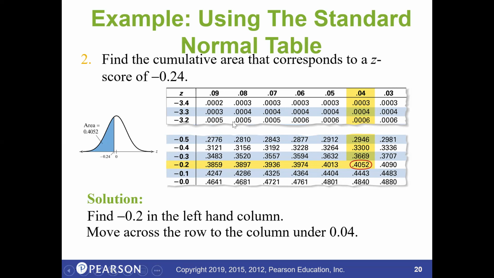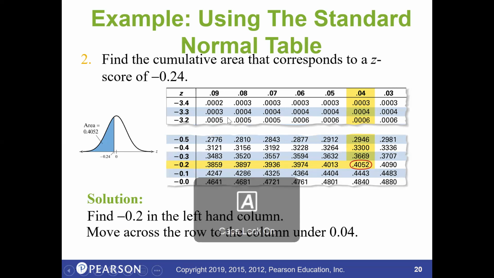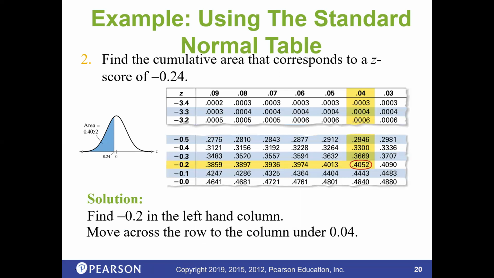If you were to do it by table, you would use the other table where you have the z-scores that are negative right over here. You've got to use this table, the negative z-scores table.